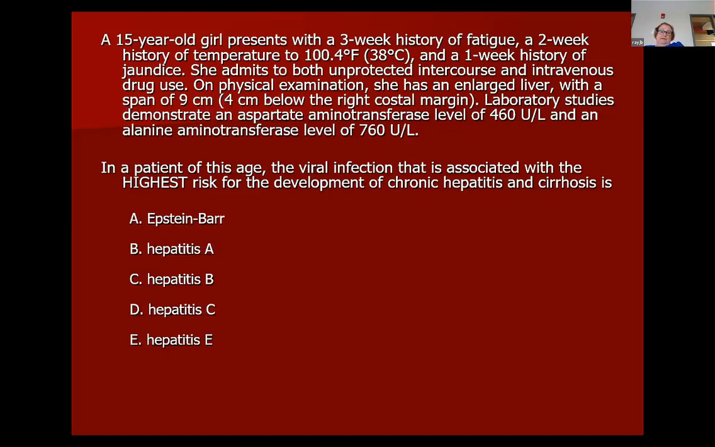You have to be kind of careful when you're reading these kinds of questions, because statistically, the most common cause of her infection, with fatigue and low-grade fever, and even the 1 week of jaundice, would be Epstein-Barr. But the question actually says the highest risk for the development of chronic hepatitis and cirrhosis. So the answer for this particular person is hepatitis C. And they threw in those things about the drug use and the unprotected intercourse also.